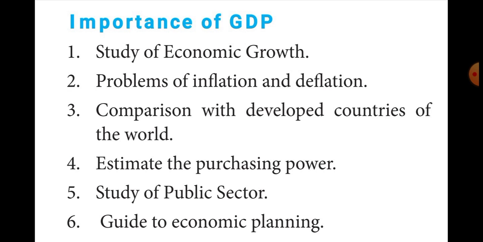Okay, then the fourth one is estimate the purchasing power. That means through GDP we can find the purchasing power. How much purchasing power is there in a particular country, we can identify through this GDP. Okay, then the fifth one is public sector. That means to know about public sector. Through GDP, we know about public sector.